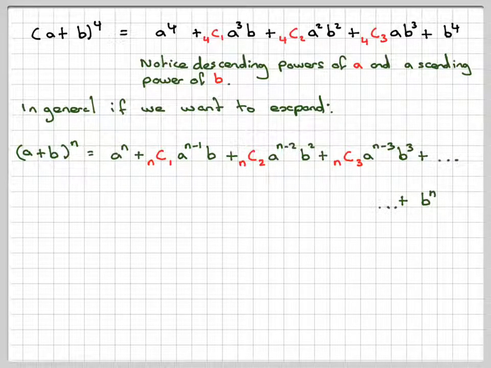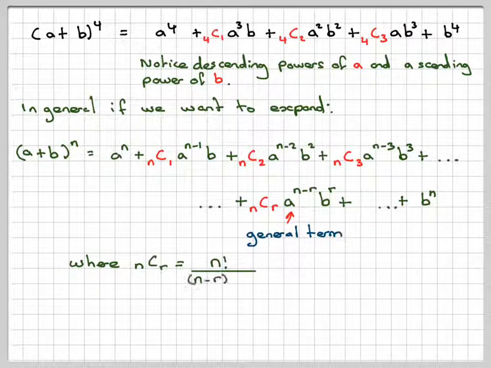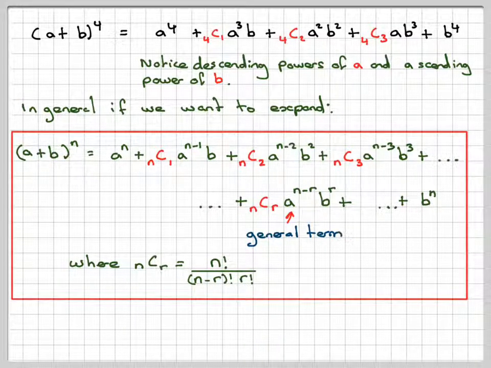Now in here there's what's known as the general term, which we can get by looking at the pattern. Instead of using a number here we use a letter r, so it would be nCr, a to the n minus r, and b to the r. This is known as the general term for binomial expansion, and it's very useful in helping us find specific terms or specific coefficients of a certain term in the sequence, where nCr is n factorial over (n minus r) factorial times r factorial. These numbers can normally be worked out on a calculator, although there are different ways of doing it, which we can look up in another video.